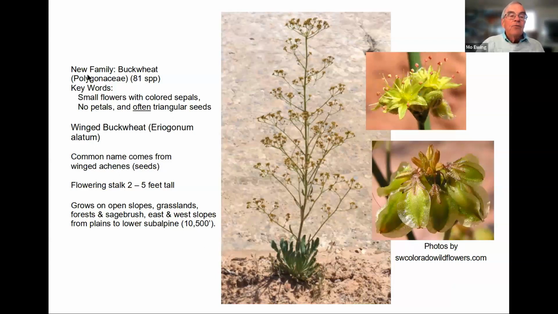This is in a new family called the buckwheat family. Polygonaceae is a big one. This is one of the big ones in Colorado with 81 species. Keywords are small flowers with colored sepals and no petals. So there's your sepal right there. And often triangular seeds. These aren't really triangular.